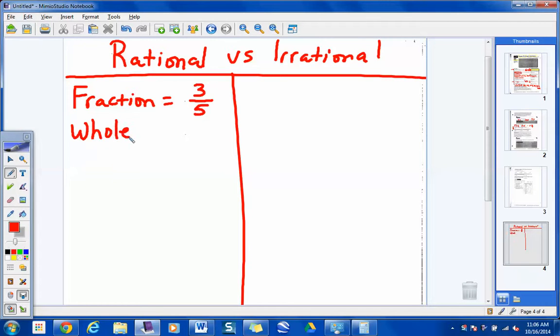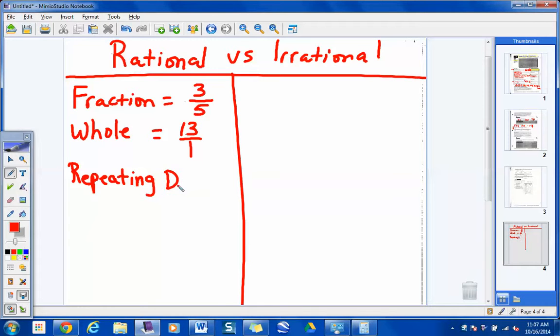Give me an idea or an example of a whole number. 13, I heard. 13 can also be expressed as 13 over what? 1. Fraction, right? Everybody agree? Okay. You can also say that a rational number is a repeating decimal.